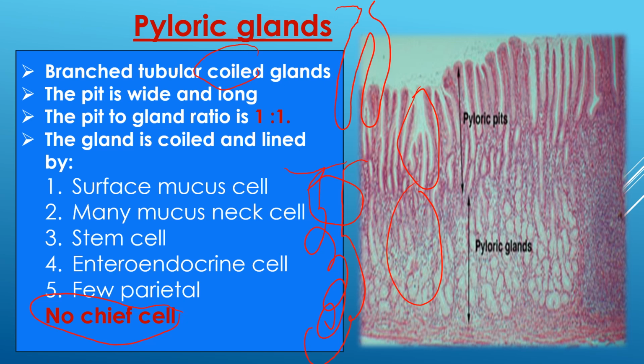Its opening or pit is wide and long. It nearly occupies half of the body of the gland. That says the pit to gland ratio is 1:1. What about the lining epithelium of the gland? It is simple columnar epithelium containing different types of cell like the fundic gland, except for chief cell.